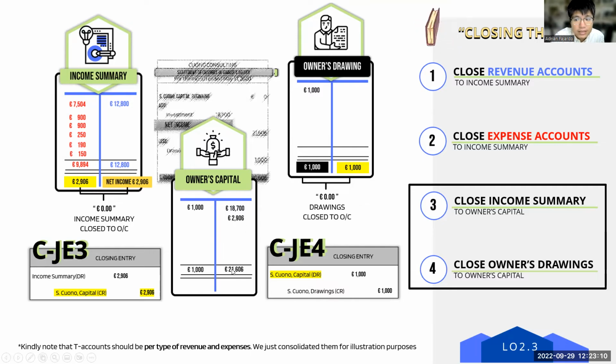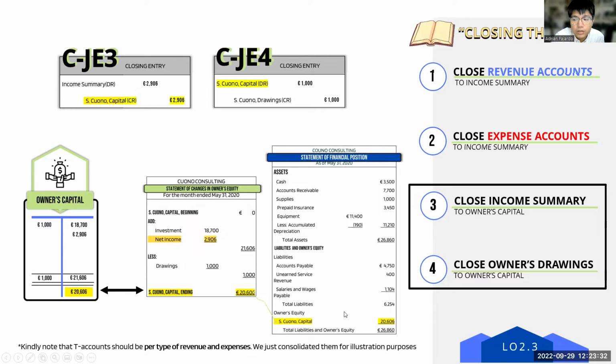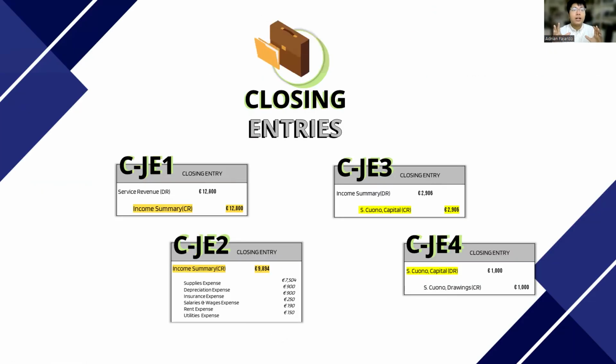And in essence, by subtotaling everything, you will arrive with your ending capital of 20,606, which would be your permanent account reflected in your balance sheet, right? So again, these are the two journal entries for the last part of closing the books. And as you can see, the owner's capital is properly closed at its ending balance reflected in the changes in owner's equity, which is also transferred in our balance sheet statement. So in essence, these are your 4 closing entries.